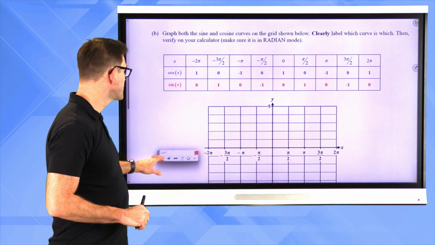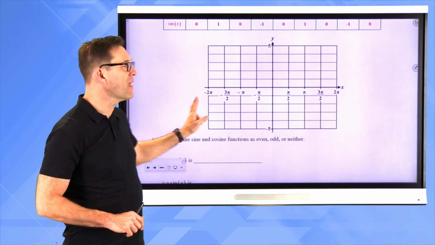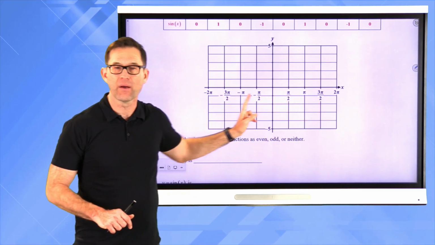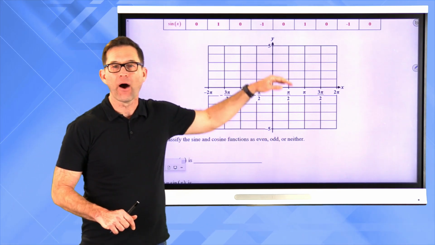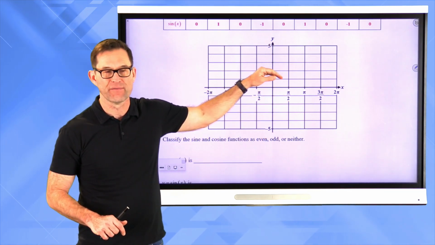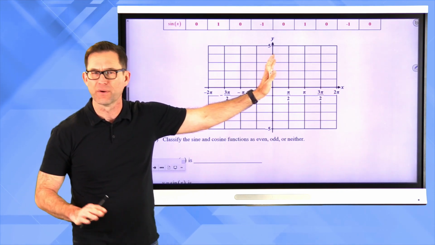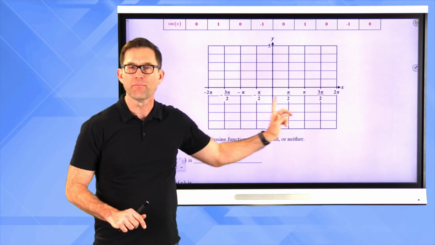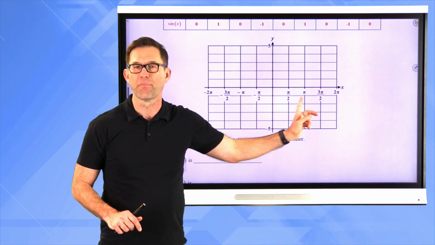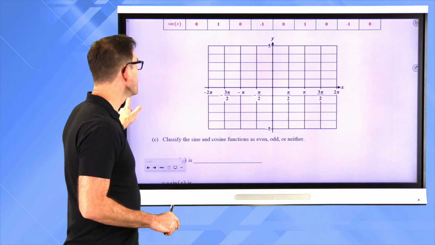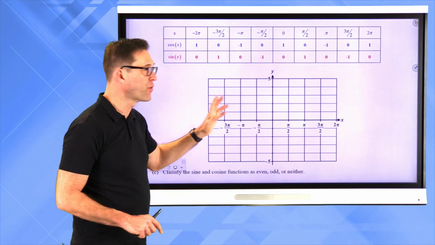Fantastic. All right, so right now I have the x-axis, which is the angle. The input is the angle, the output is the sine and the cosine value. Don't get that confused with the x-coordinate and the y-coordinate on the unit circle, totally different. Input is the angle. I've already got it marked off in pi over 2 increments. So let's go ahead and do cosine first.